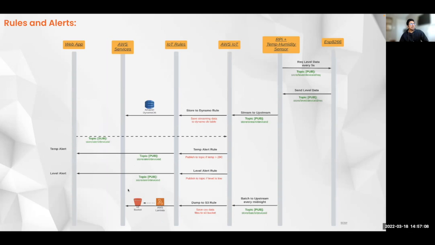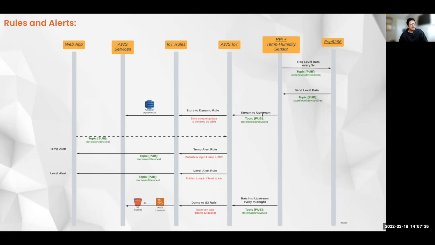So far you've seen some of the features, like how the telemetry is handled and how the connectivity for the device and the cloud is handled. Now I'll walk you through some of the rules and the alerting mechanism. For this, I'm leveraging AWS IoT rules, which does most of the heavy lifting here.